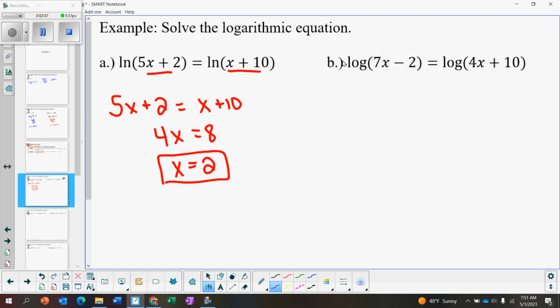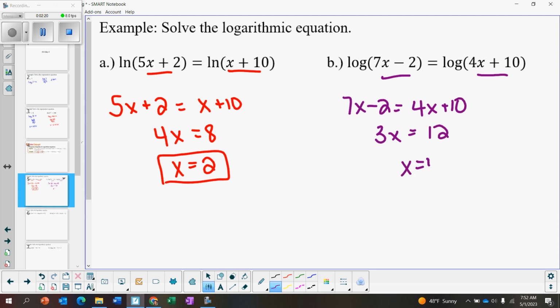For the second one, I have log 7x minus 2 equals log 4x plus 10. Both common logs, so we have 7x minus 2 equals 4x plus 10. So that's 3x equals 12, x equals 4.